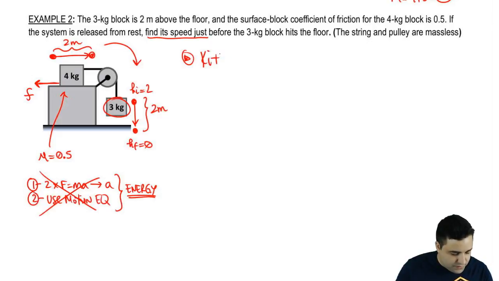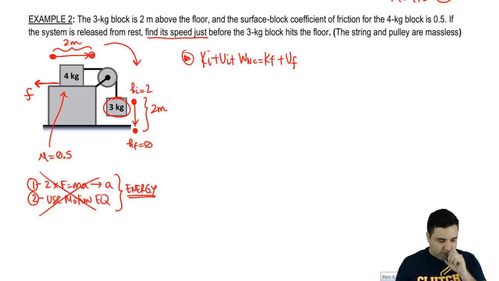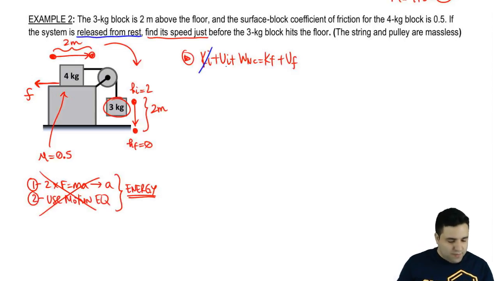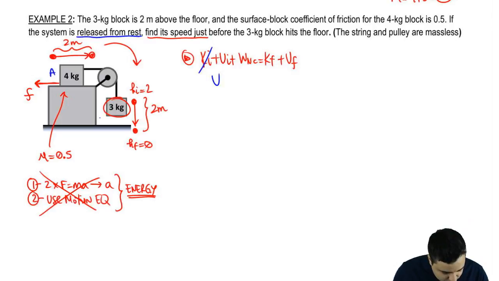Kinetic initial plus potential initial plus work non-conservative equals kinetic final plus potential final. Right away here, the system starts from rest, right? It's released from rest, which means the initial kinetic energy is 0 for both objects. The potential energy, there are two objects. Let's treat them separately. Potential energy, got to be a little bit careful. I'm going to call this guy A. I'm going to call this guy B. So it's UA initial plus UB initial.